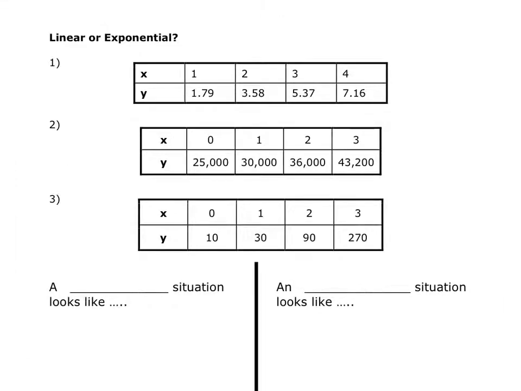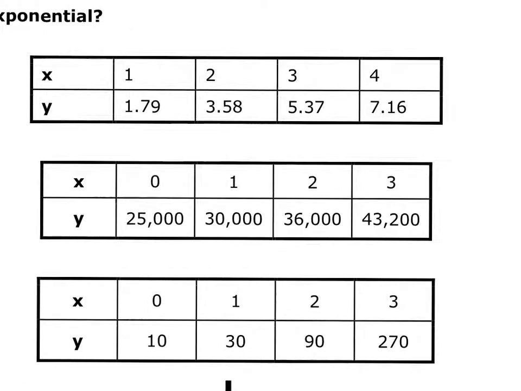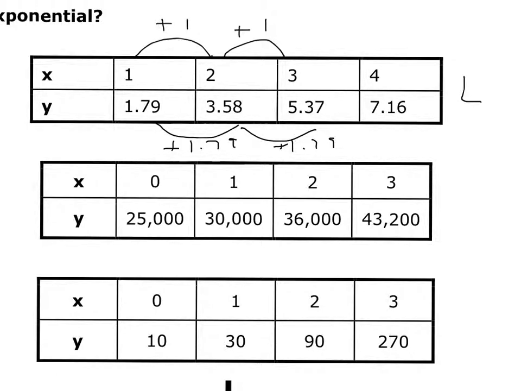Number 1, if you take a look at this, x goes up by 1 every time. And if you look at y, it appears that it goes up by 1.79 every time. Since it's the same on your x coordinate and your y, it's going to be linear. Number 2, it goes up by 1 every time for the x, but it doesn't have a constant increase for the y. It goes up by 5,000, then 6,000, then 7,200, so it's not the same every time, so it's going to be exponential.